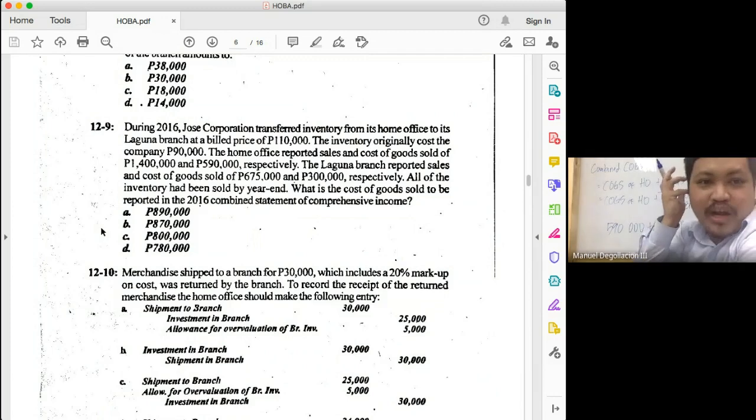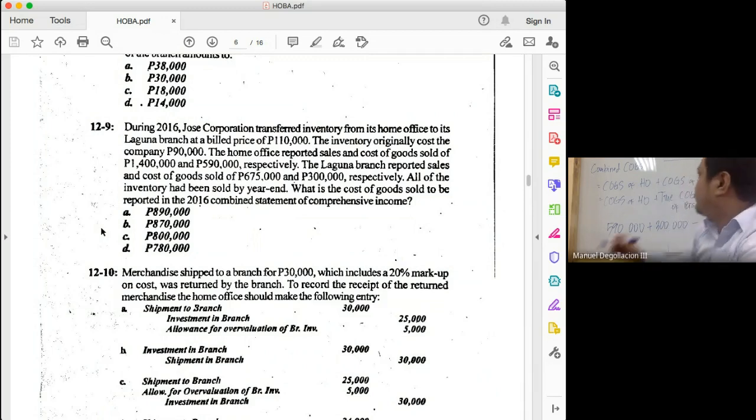Okay, how much is our ending inventory here? Why do I say that the markup on the ending inventory is zero? Because we do not even have any ending inventory. How did we know, class? The problem states all of the inventory had been sold by year end. So that means the markup on your cost of goods sold is 20,000.